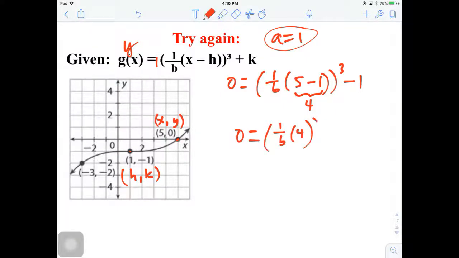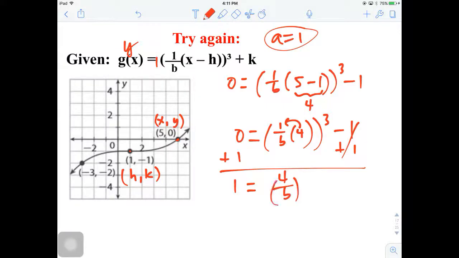And then don't forget we have a cube. We're going to move the 1 because it's by itself sitting outside, so we're going to move it to the other side. So we got 1 equals, and I'm going to multiply the 4 times 1 on top. So we have 4 over b, cubed. Again, to get rid of that cube, I need to undo it by taking the cube root of both sides, which will cause the cube to cancel out the cube root. And we just have cube root of 1, which is 1, equals 4 over b.